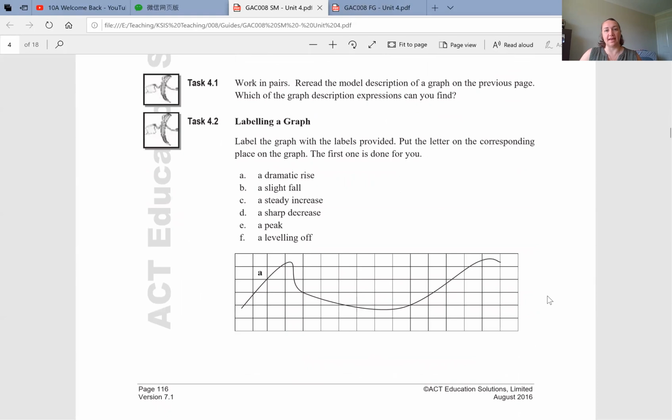We're going to look at labeling a graph. So put the letter on the corresponding place in the graph. So the first one's been done for you. Okay, so I want you to put the corresponding letter on this graph. Okay, so a dramatic rise, a slight fall, a steady increase, a sharp decrease, a peak, or a leveling off.